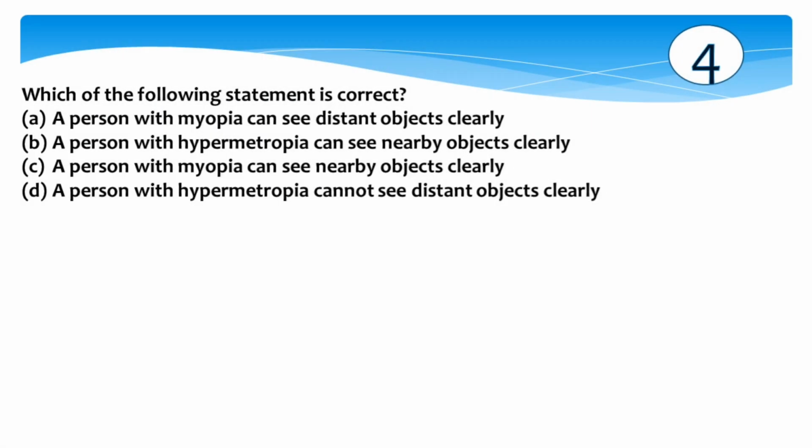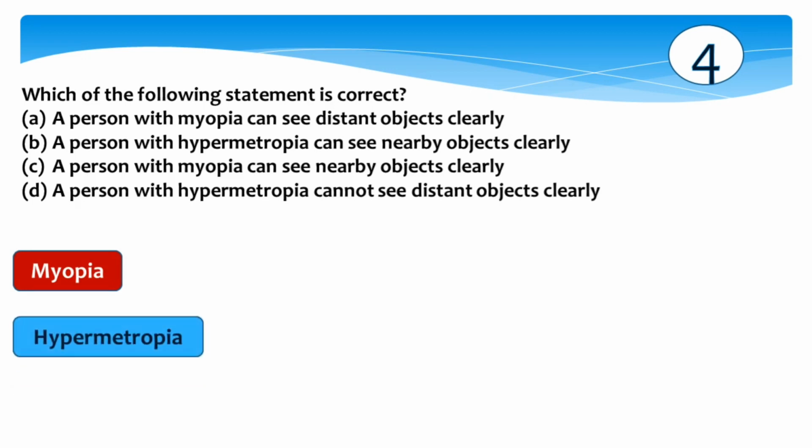Which of the following statement is correct? A person with myopia can see distant objects clearly. A person with hypermetropia can see nearby objects clearly. A person with myopia can see nearby objects clearly. A person with hypermetropia cannot see distant objects clearly. So before solving this question, let's understand what is myopia and hypermetropia.